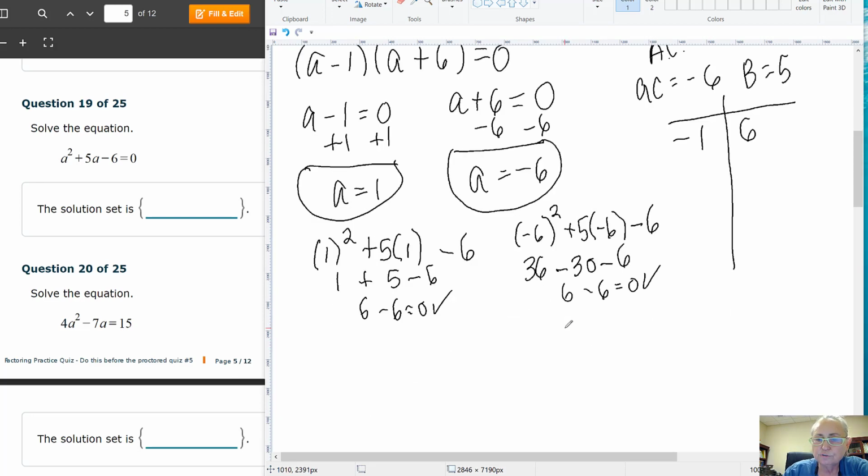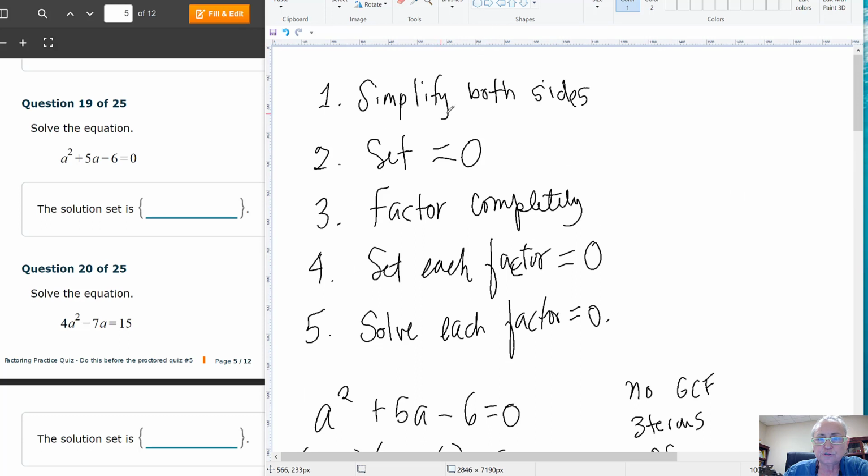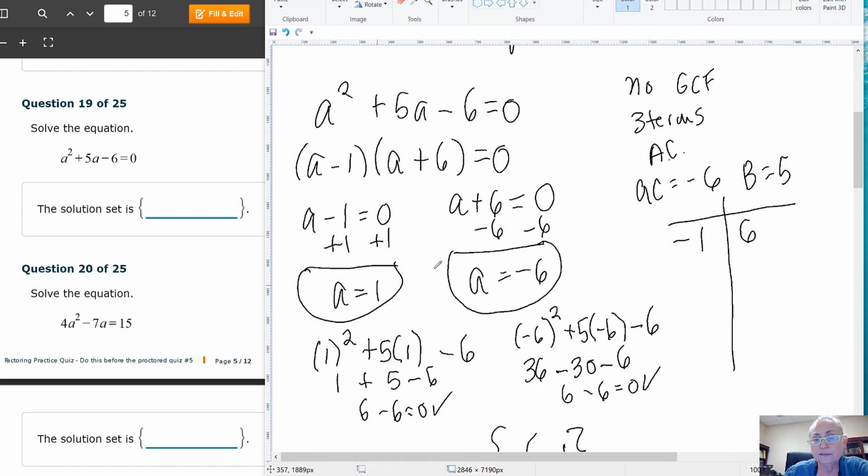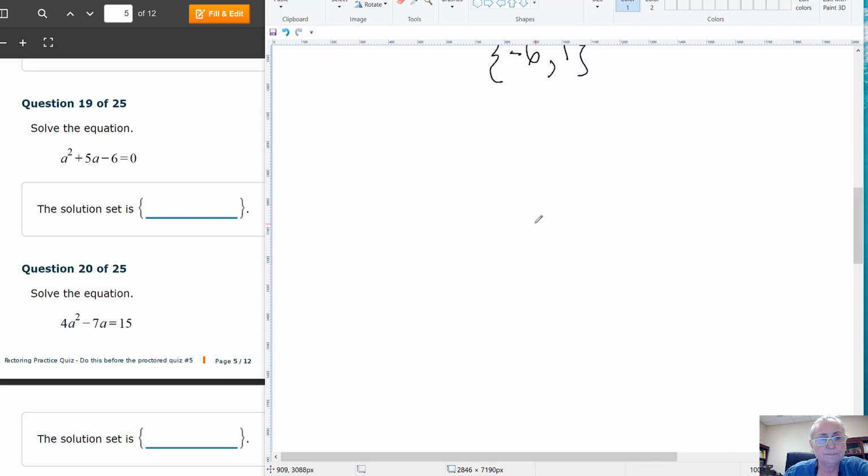Now we write a solution set, and Alex sets it up for you, but you use these curly braces and you put your numbers in the solution set. I like to put the smallest one first, but it doesn't matter. Okay, so let's recap these steps. Make sure it's completely simplified on both sides and then get everything on one side so you have a 0 on the other. Factor completely, set each factor equal to 0, and then solve each factor. Okay, so look at number 20.